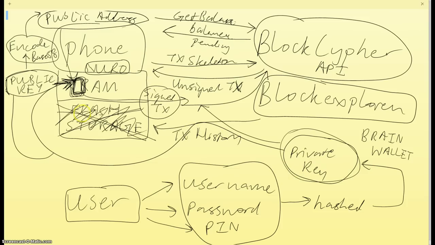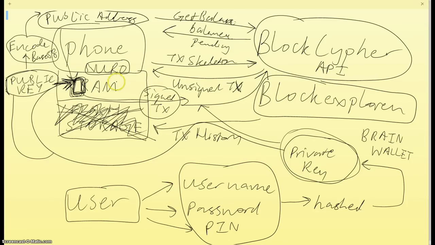So remember, no key is stored. Every time you log in, we generate the key from your username, password, and PIN. It turns into a private key. This is also known as a brain wallet. Then we generate the public key and encode it into the public address. We use that to get the balance from BlockCypher, and BlockCypher returns the balance and the pending transactions.